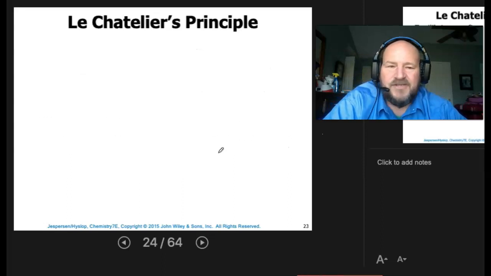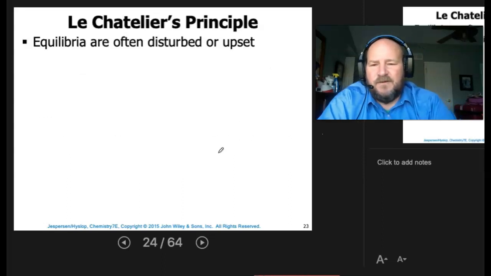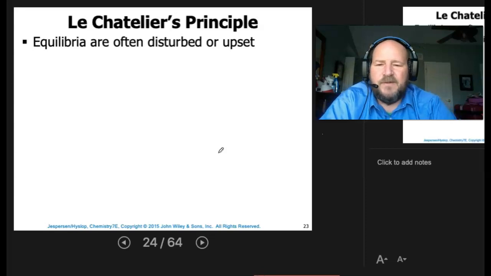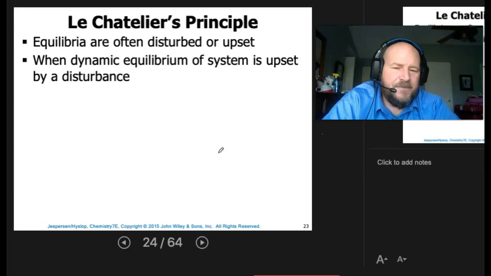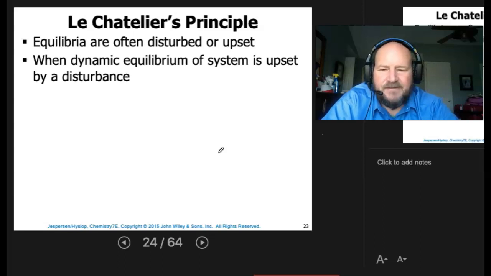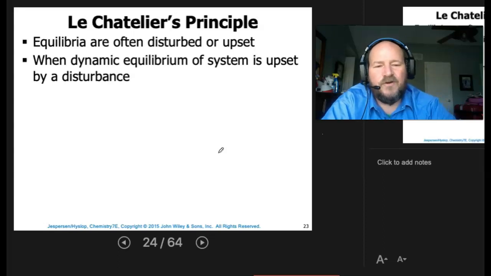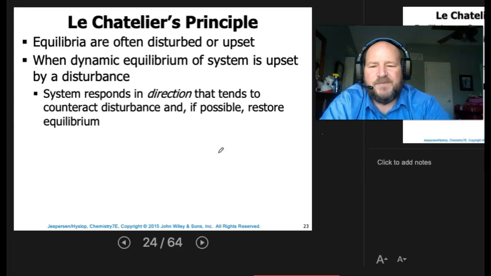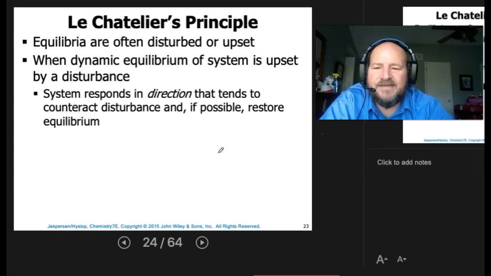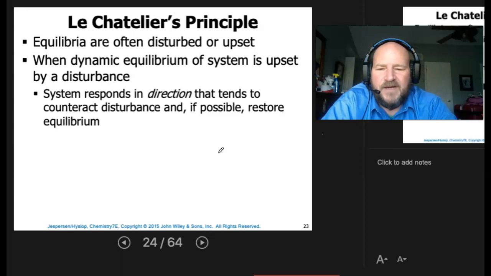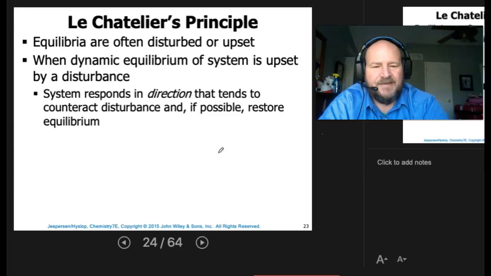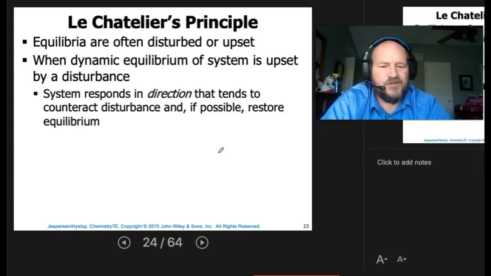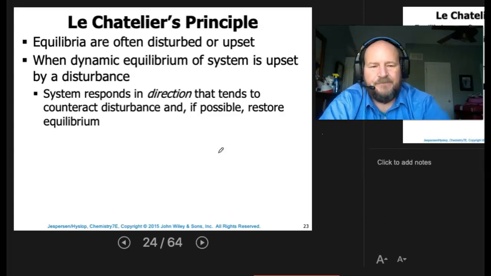All right, Le Chatelier's principle. If you've never heard of Le Chatelier's principle, equilibria are often disturbed or upset. Whenever we have a dynamic equilibrium of a system and we do something to upset it, we say that the system will correct. The system responds in a direction that tends to counteract the disturbance. If possible, it will try to restore the equilibrium. So if I have a system at equilibrium and I disturb it, the system will react to reestablish a new equilibrium.